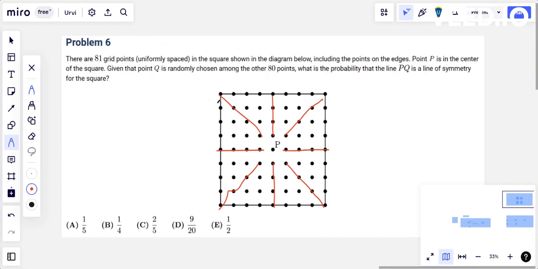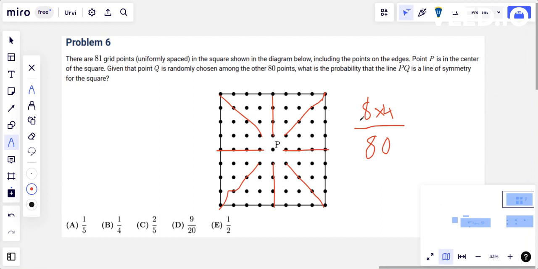But we're not actually going to have a line Q. We're going to have a point. That means any point lying on these lines is going to be on a line of symmetry, which is what they want. So it's 8 times 4, because there are 4 points on each of them. I think I might have made an error in drawing, but still there are 4 points per line. So 8 times 4 and then divided by 80, right? Because it's a probability. There are 80 other points.